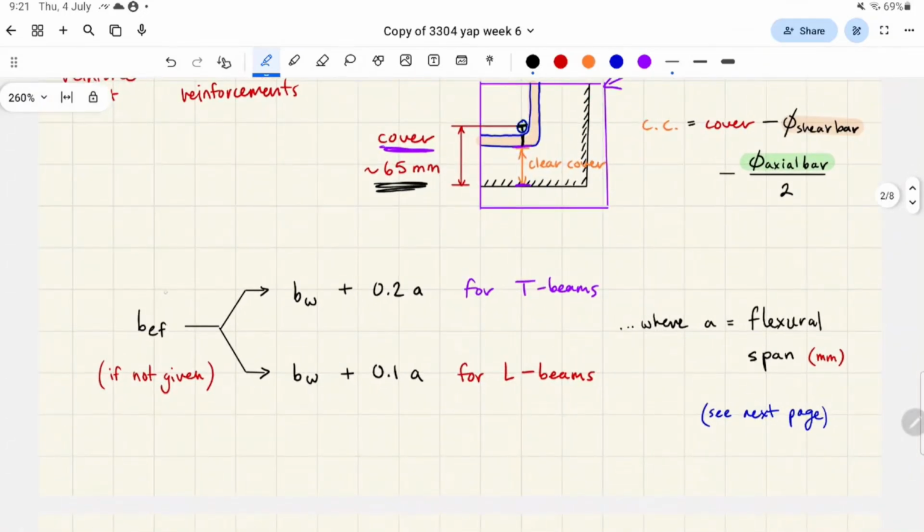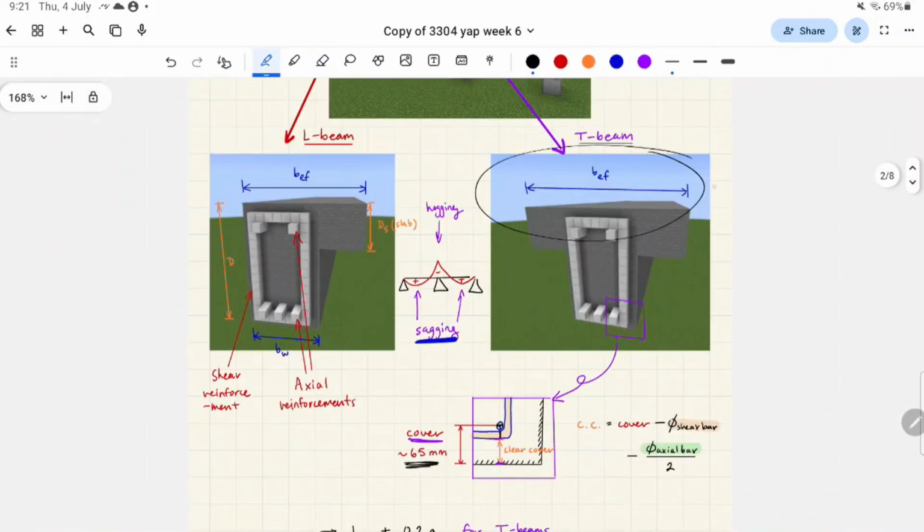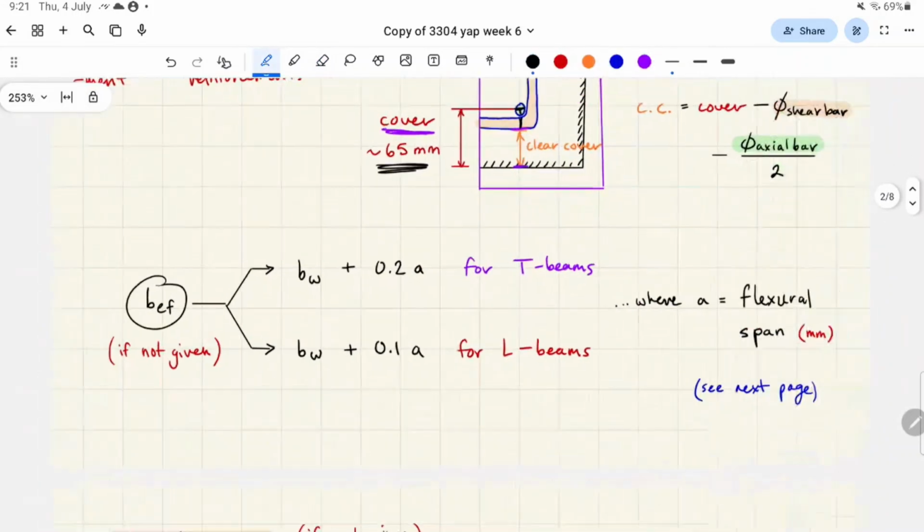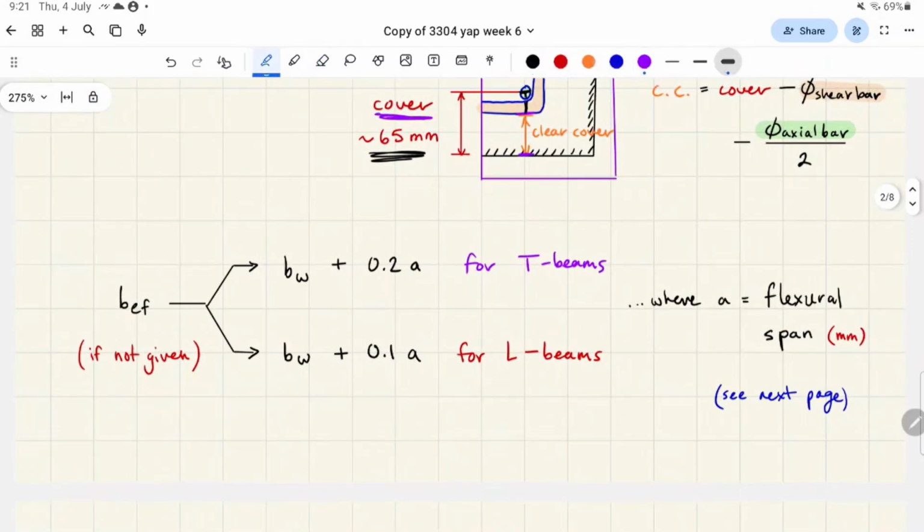So we can determine the effective width, right? So let's just take this T-beam, that dimension, for example. And it's a simple formula, which is talking about the web width, and then a portion of A. So A is what we call the flexural span, right? Does anyone want to have a crack at what flexural span is?